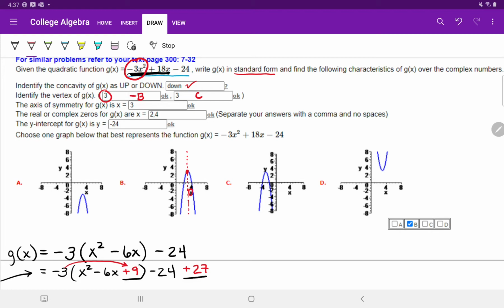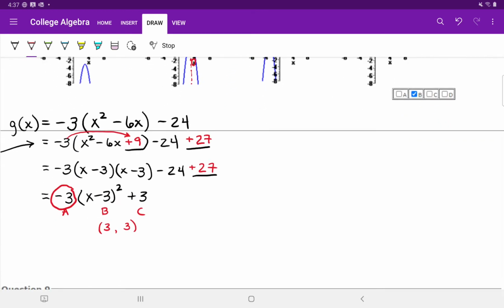Now they're asking for the zeros of the function. So we can solve this in two different ways. We could start from the original equation that we were given, which is up here at the top, set that equal to 0, factor it, and then solve for x. Or we can use our standard form to do the same thing.